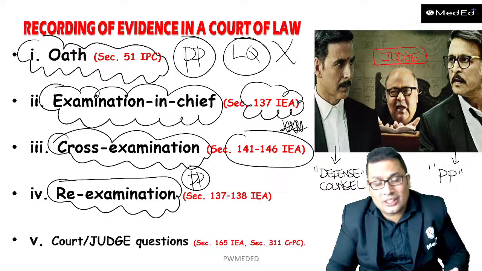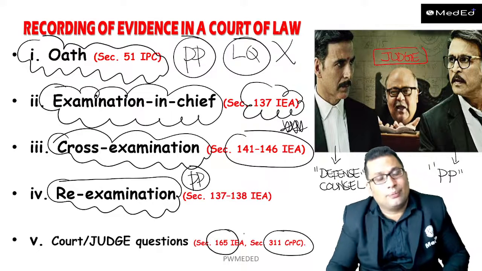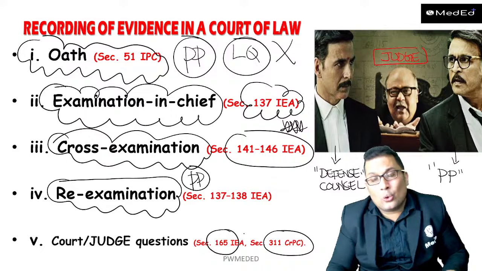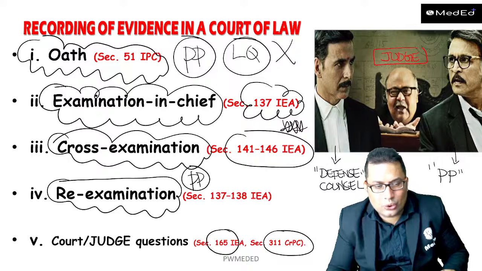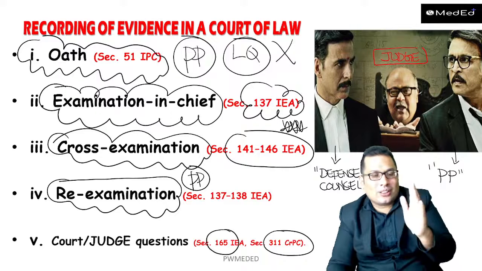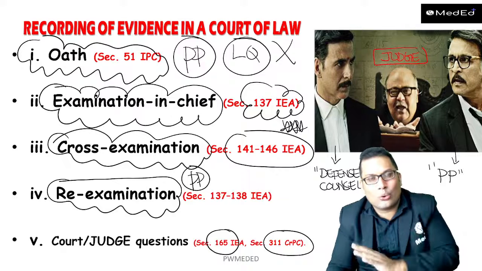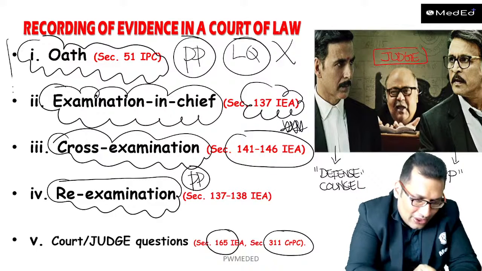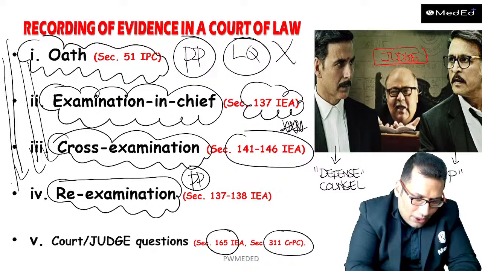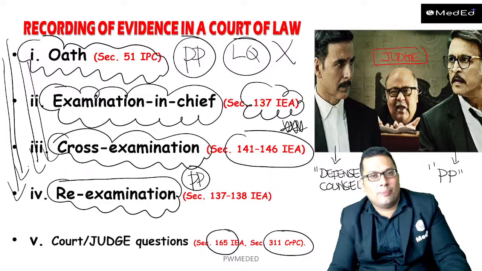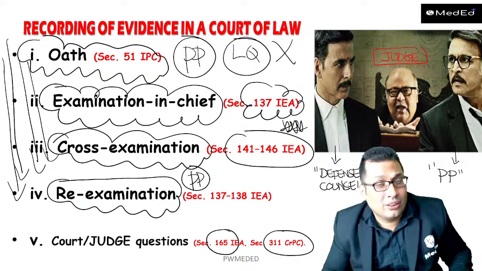Lastly, court and judge questions come under 165 Indian Evidence Act and 311 CRPC. The court or the judge can ask a question anytime during the trial. There are 5 steps: oath, examination in chief, cross-examination, re-examination, and lastly court. So this order also can be asked in the exam. What is the order of examination of recording of evidence?